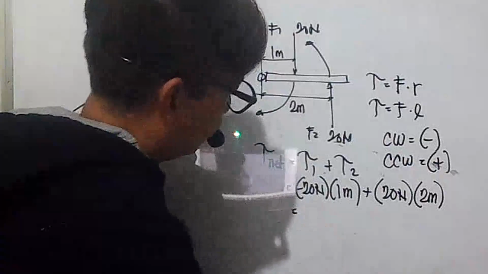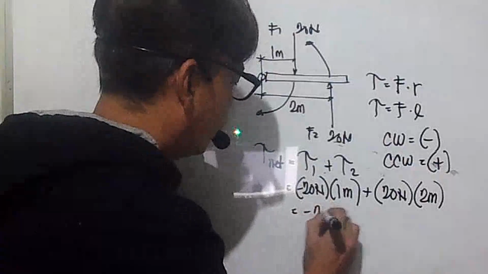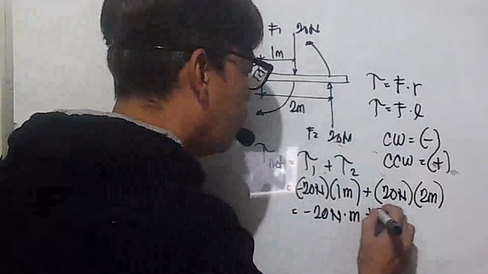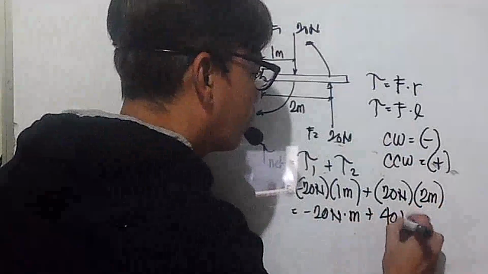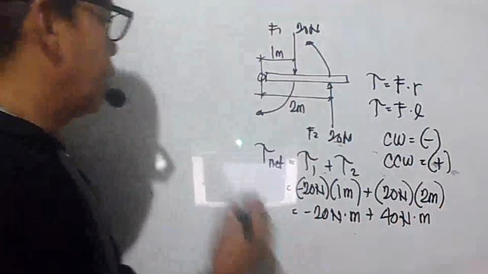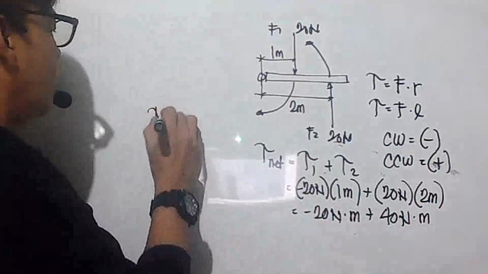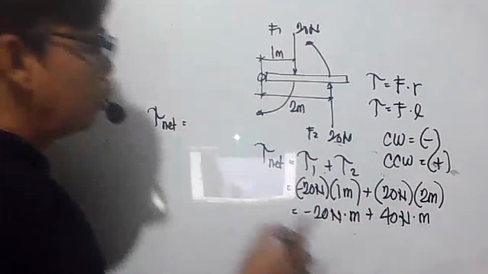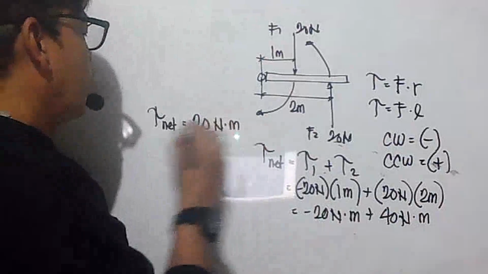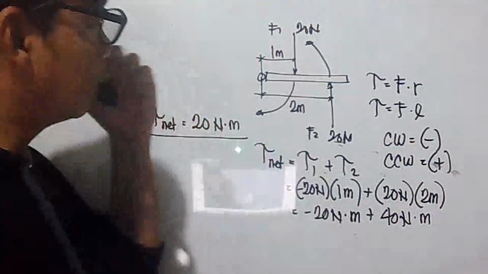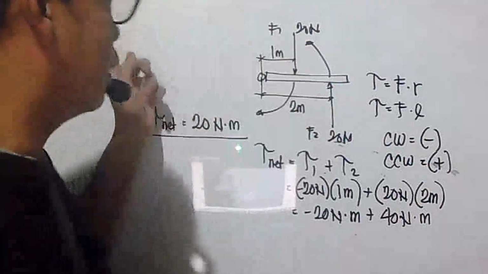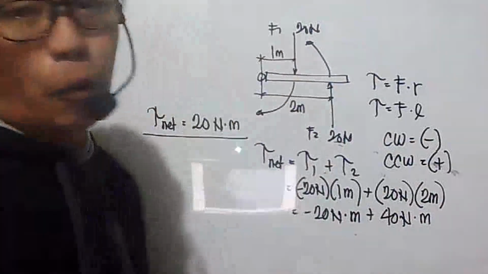Okay, so let us solve. This is negative 20 Newton meter, so the unit for torque is Newton meter, plus this one is 40 Newton meter. Therefore, I hope you can still see it. Let's write it here. Your net torque now is equal to positive 20 Newton meter. So meaning the door will be going this way, or it will be creating a counterclockwise direction.